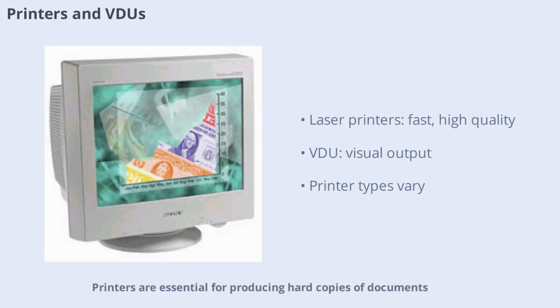Printers are essential for producing hard copies of documents. In large organizations, laser printers are favored for their speed and high-quality output. The Visual Display Unit (VDU) or monitor presents information in a format that's easy to understand. There are many types of printers, each suited to different needs, from simple text documents to high-resolution graphics.